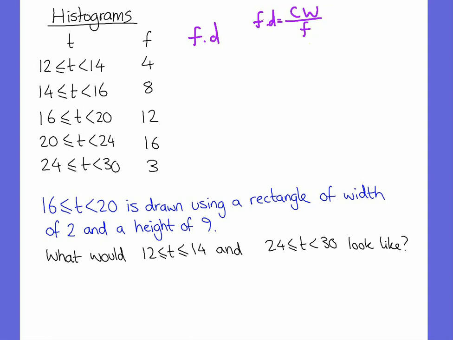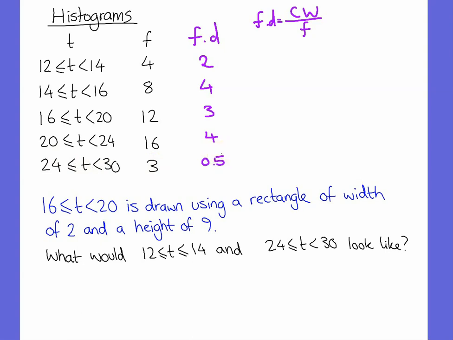So we've got 4 divided by the width of the first group, which is 2. 4 divided by 2, nice and simple, is 2. 8 divided by 2, that's 4. 12 divided by 4 is 3. The next group is still a 4 class width, so 16 divided by 4 is 4. Now here the width has changed once again, so it's now 6, and 3 divided by 6 is a half.